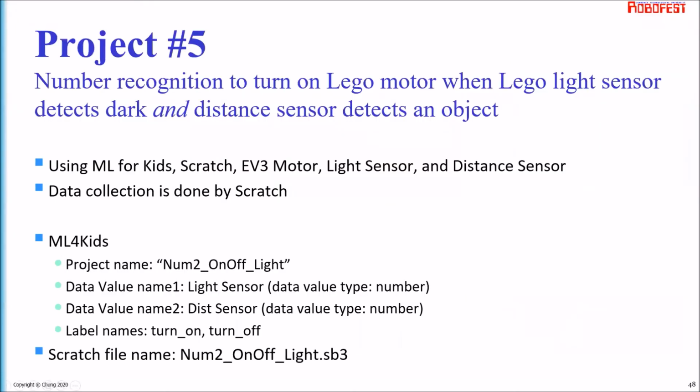Okay, now project number 5. Yeah, this is a more practical project to use 2 different sensors. You need to recognize numbers from 2 different sensors to make a decision to turn on a Lego motor only when the light sensor detects dark and the distance sensor detects an object. So it's like, turn on the light only when someone is in the room. That kind of logic, to use trained models.